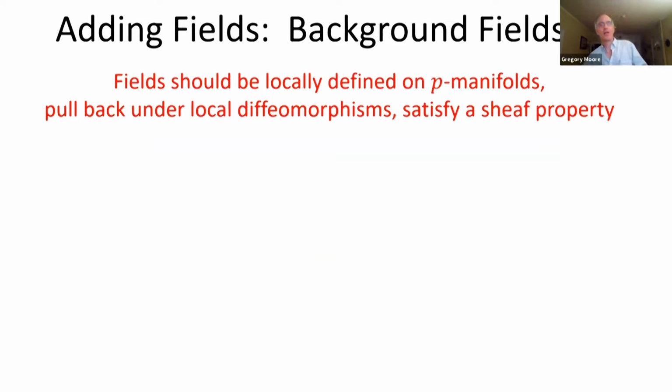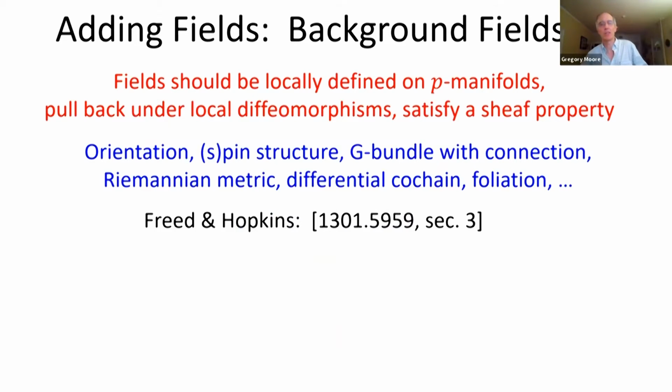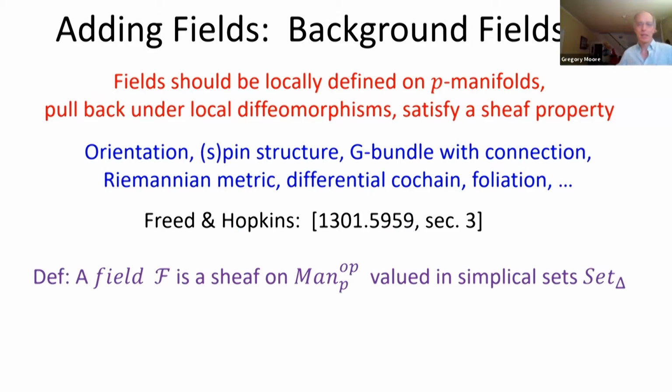Now, although I said we're doing fields without fields, we can add in fields so long as we remember that they're background fields. The fields should be locally defined on p-manifolds. They should pull back under local diffeomorphisms and satisfy a sheaf property. So good examples of fields are orientations, spin and pin structures, G-bundles with connections, Riemannian metrics, differential cochains, perhaps foliations. And Freed and Hopkins formalized this notion.